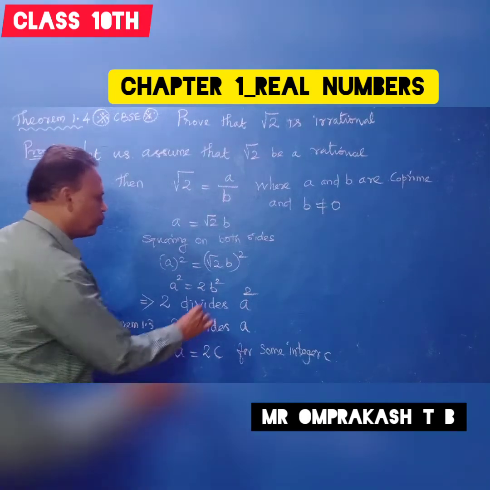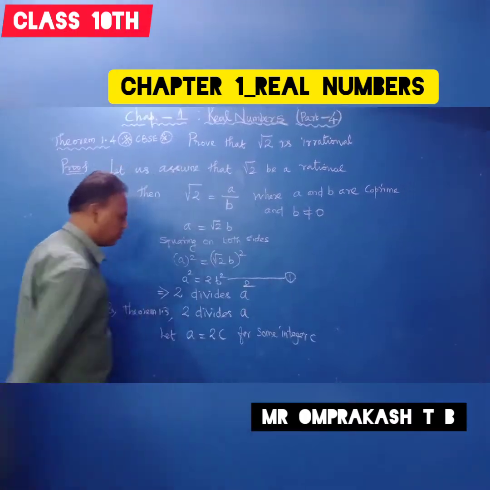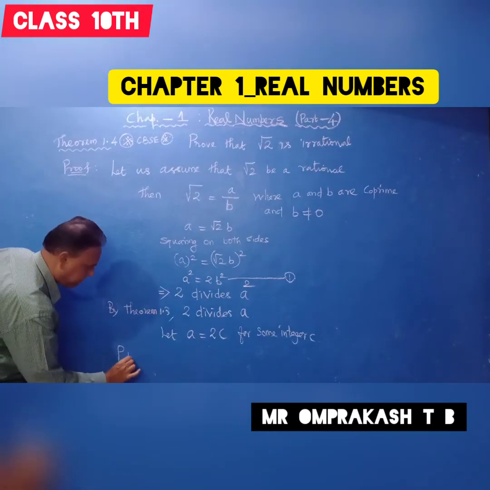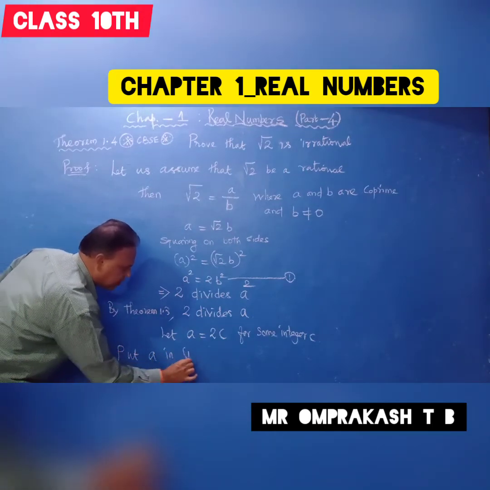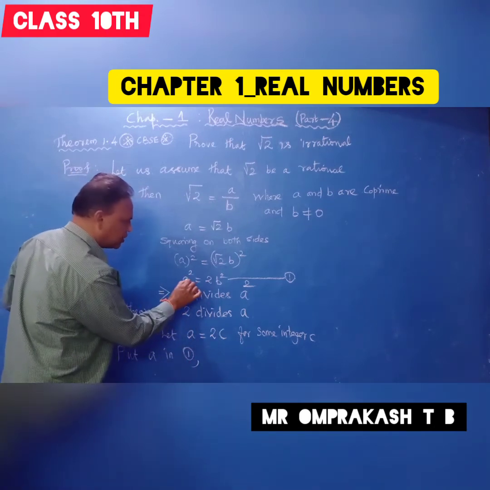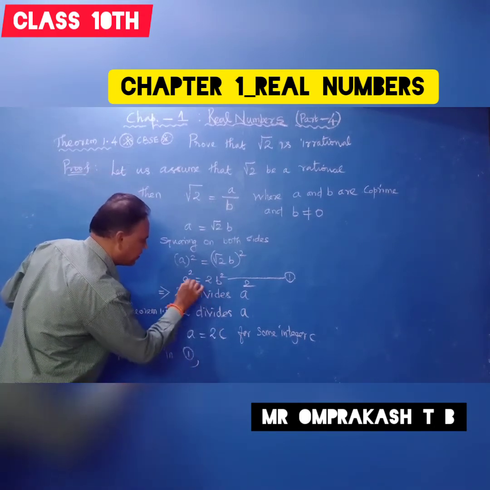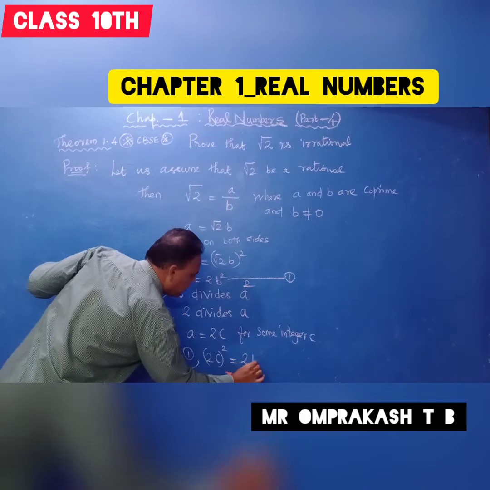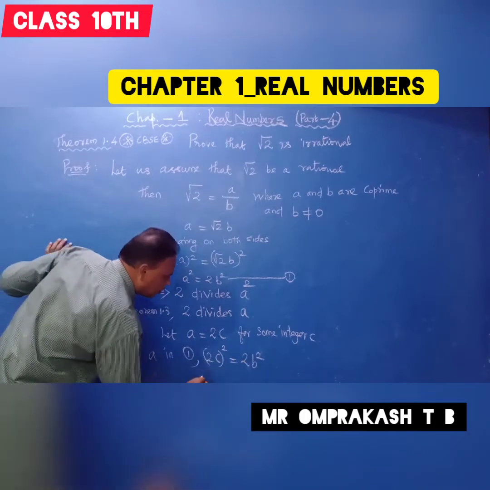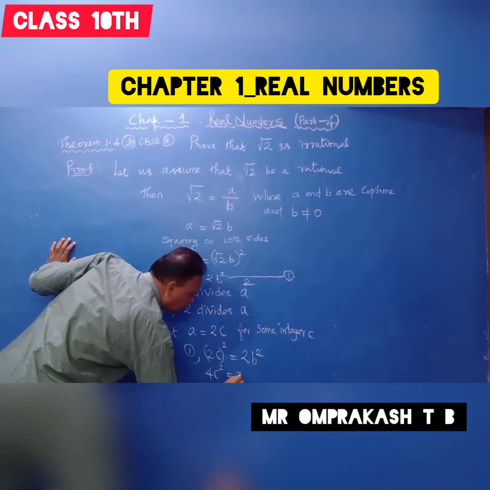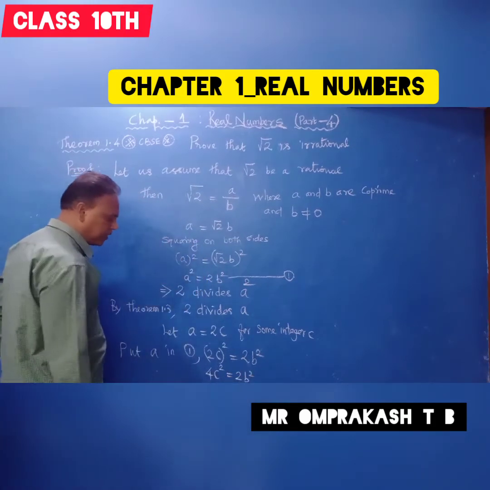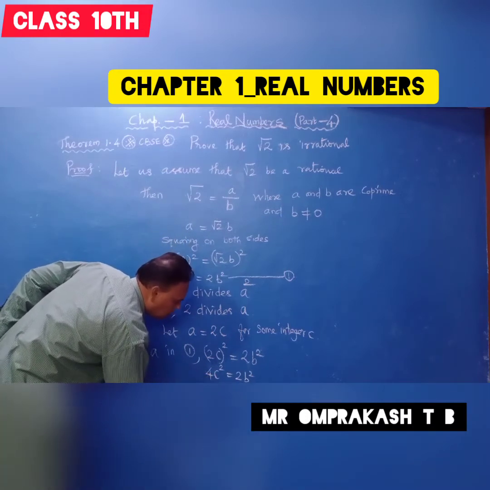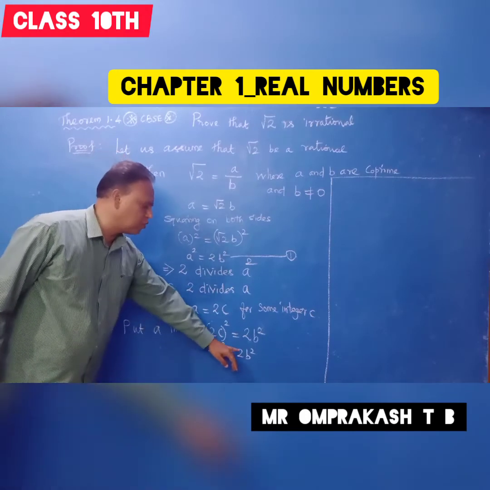Now what you have to do is put this a in equation number 1. We get, in place of a, (2c) whole squared equals 2b squared. Now (2c) squared means 4c squared equals 2b squared. So here if you divide by 2, what will happen?